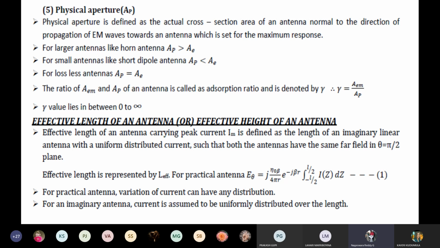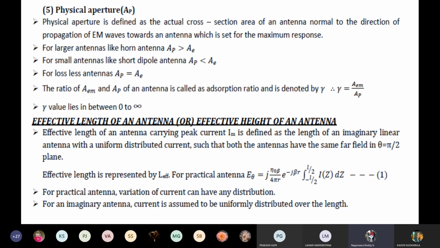The ratio of maximum effective aperture and physical aperture of antenna is called the absorption ratio. So what is a scattering ratio? Scattering ratio is what?